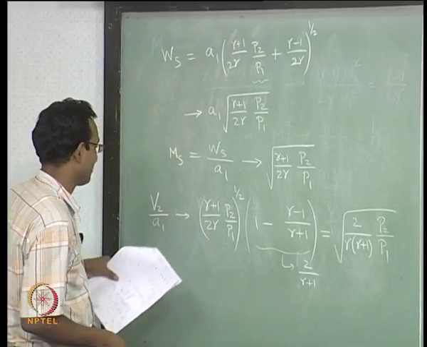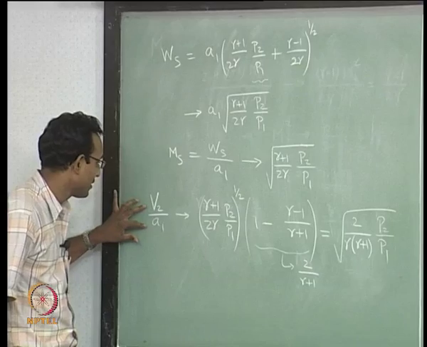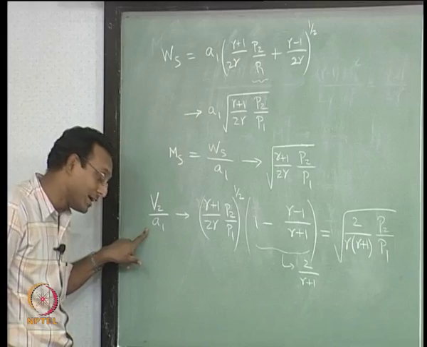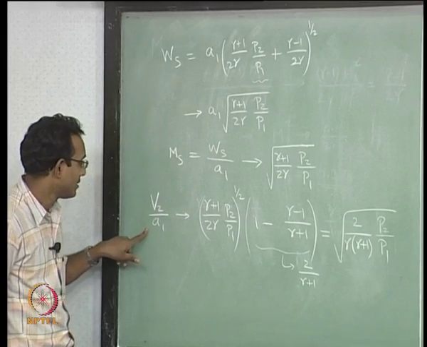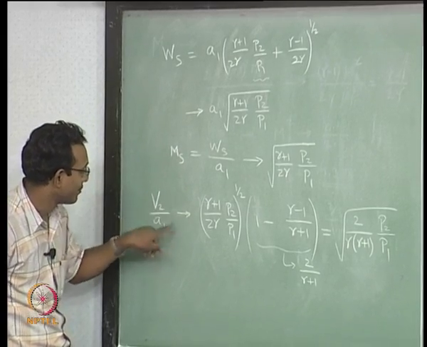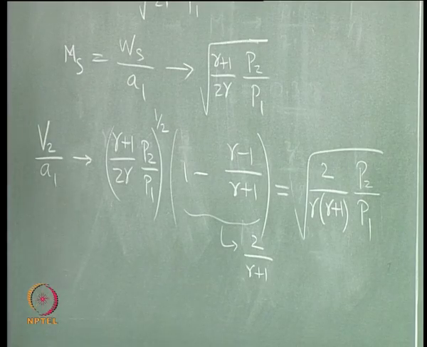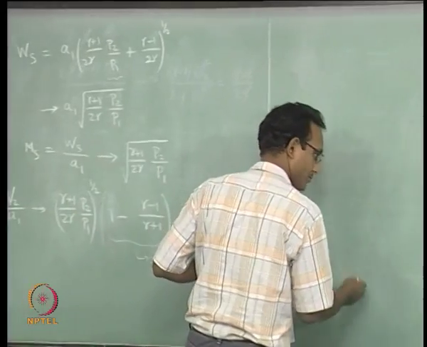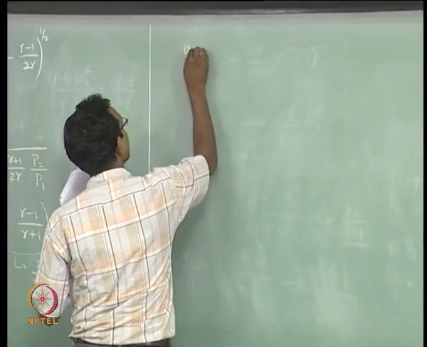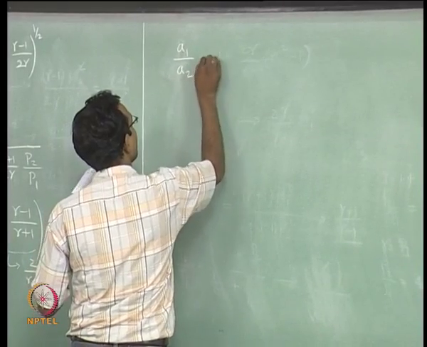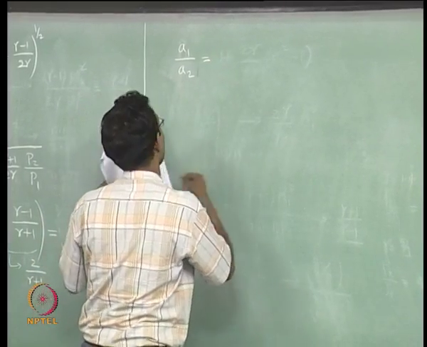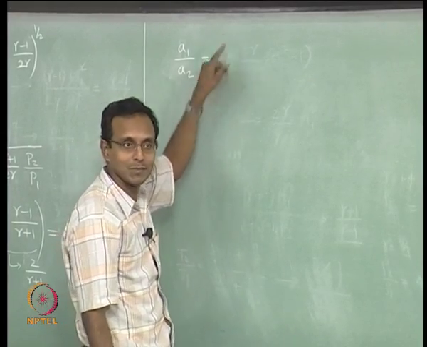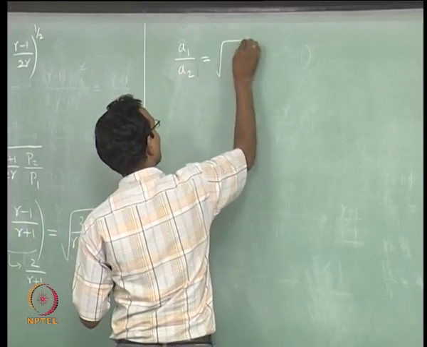Now, I want to make this become M2, as in Mach number. So, I have to look at V2 by A2. Okay. So, I have to multiply this with A1 by A2. So, let us find A1 by A2. I will go to the next page. A1 by A2, it is the same gas, same gamma, same R, I will just remove it. So, it will just become square root of T1 by T2.